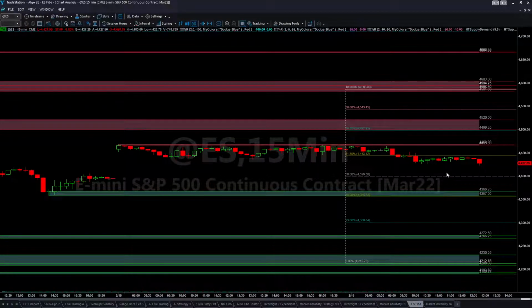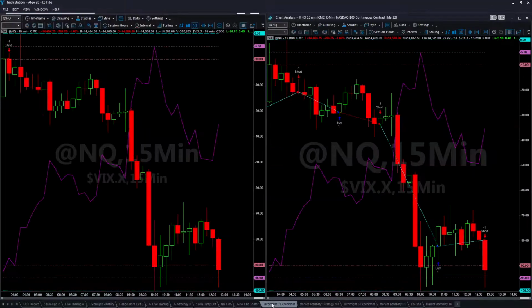As far as the fibs, I did put some fibs on the ES, and it's just been range bound right around the 61.8 line. If it retraces down to 50, I'd be very surprised, because that's a big move. So that's what I've got right now for you guys, and I am going to be looking at this chart here for potential entry, potential entry to the downside.